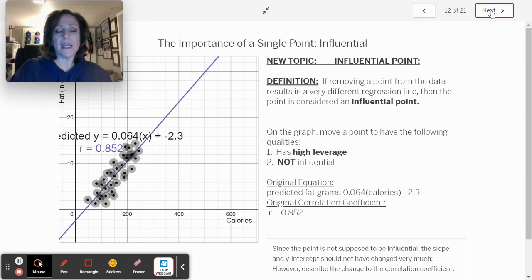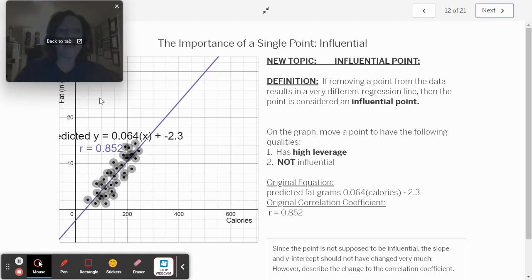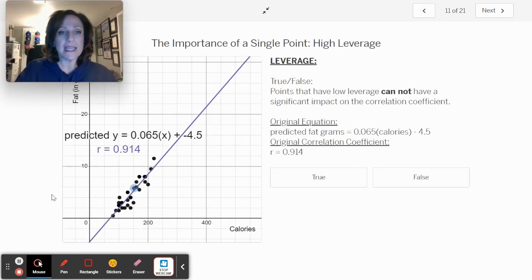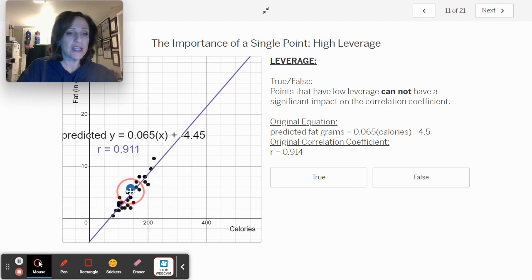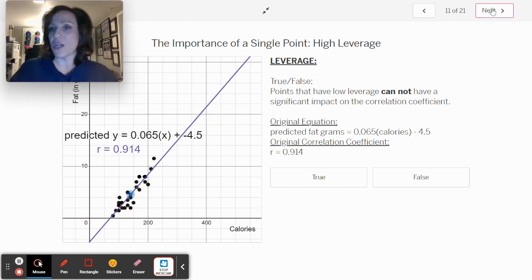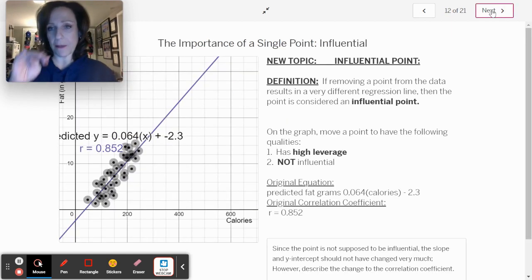All right, so that's the end of leverage. Leverage is a point that is far away in the x direction. Low leverage, high leverage, it can be out of whack or in line. In both cases, here's a high leverage in line and out of whack. Here's a low leverage in line and out of whack. So we were discussing how those change. All right, next new topic, influential point.